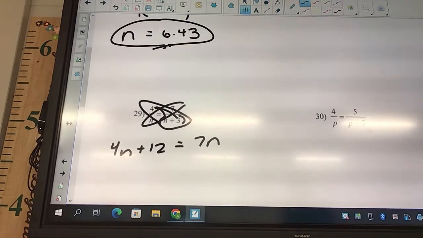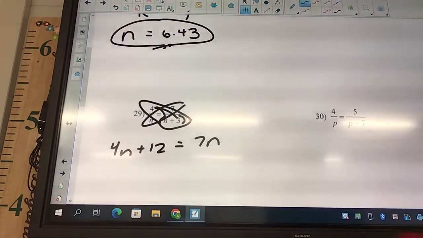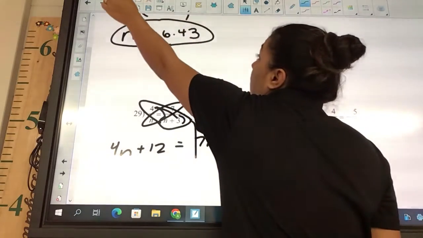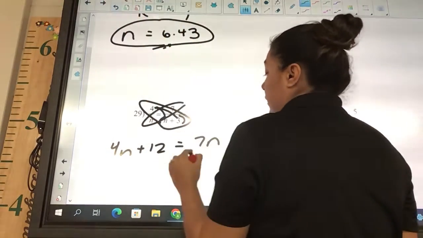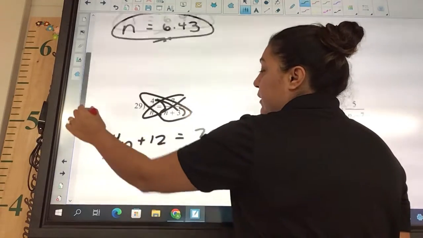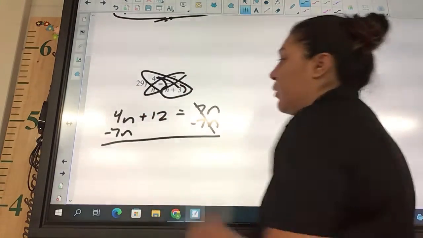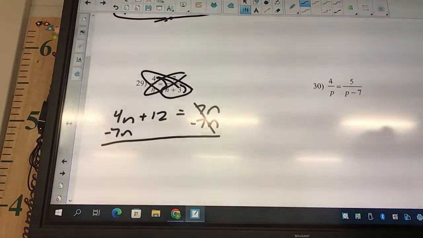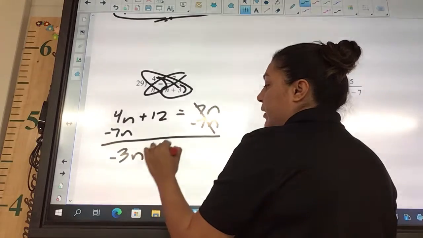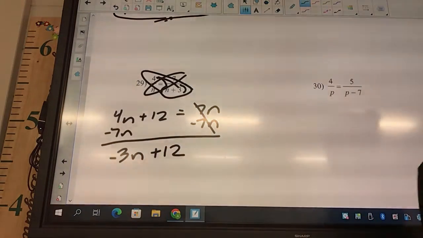Okay, we can subtract 7. What do we do with that? You're gonna subtract it with the 4. Okay, this is not the way that I would do it, but it still works. Okay, 4 minus 7, negative 3n, and we still got this plus 12. Now what?